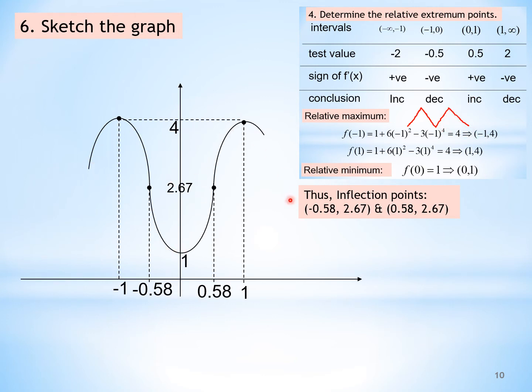Okay, so remember to label your graph, where your relative minimum, your relative maximum are over here, and your inflection points. These are the two inflection points over here. Okay.